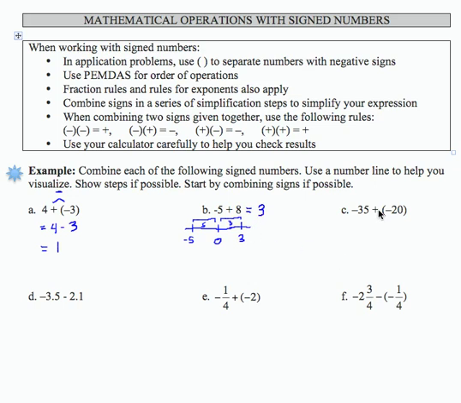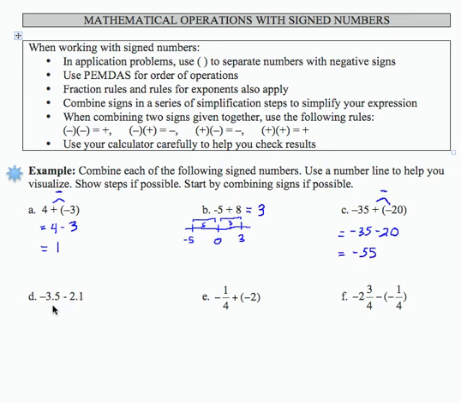In part C, again, I've got a plus sign and a minus sign with no numbers in between. I'm going to reconcile those to be negative. So this is negative 35 minus 20, meaning on the number line, I'm at negative 35. If I subtract 20, I'm going to move to the left. I'm going to continue to move to the left 20 places, which is going to give me negative 55.